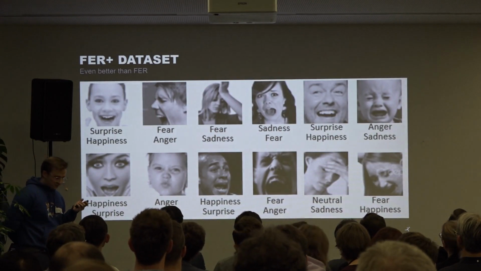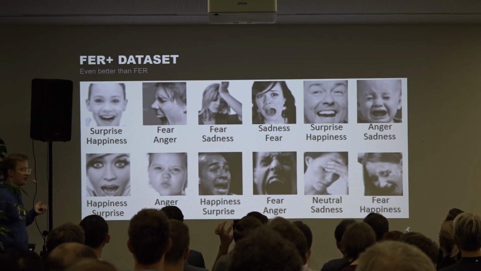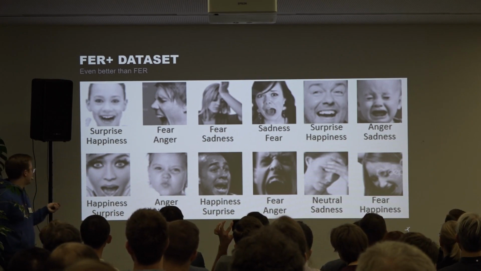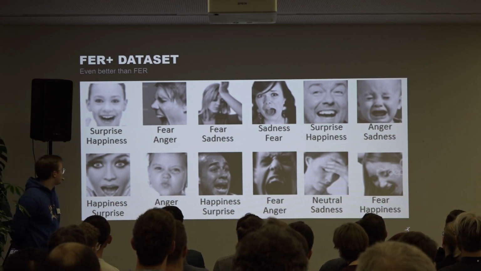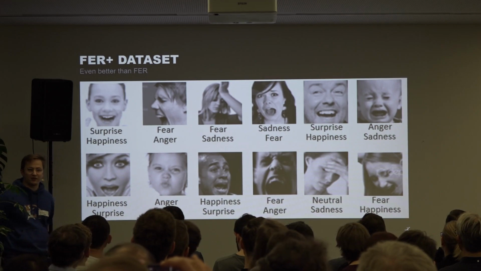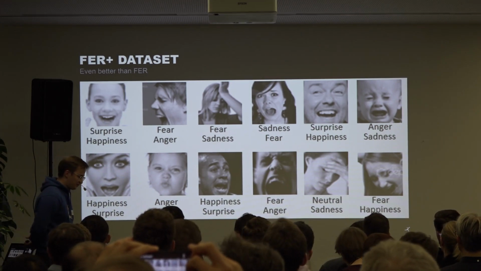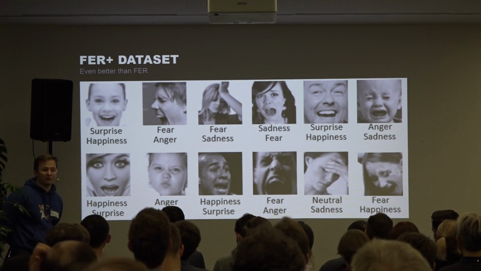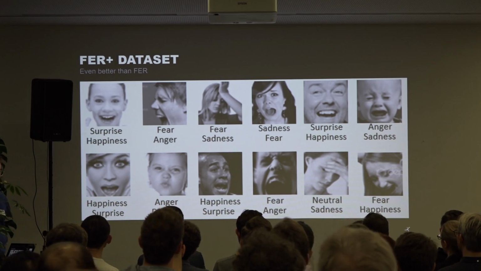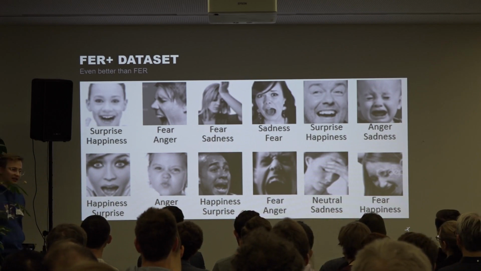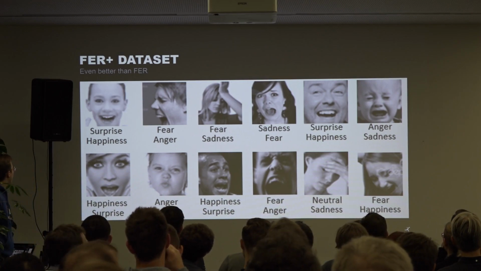So to make your own algorithm, you first need a dataset, and I used the FER+ dataset. It's made on top of the famous FER dataset, and it has more than 30,000 faces. While the FER dataset had only 1 person who labeled the data, FER+ has 10 people for each image, and then they took the best results.